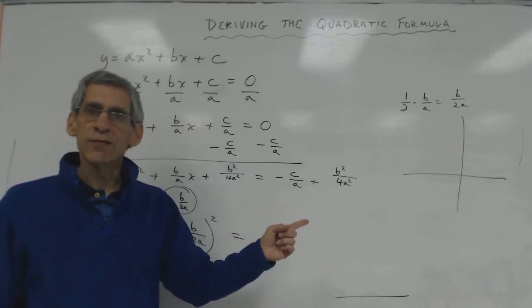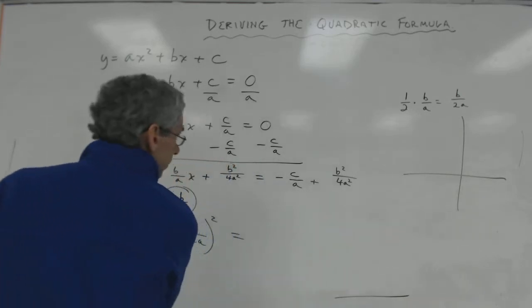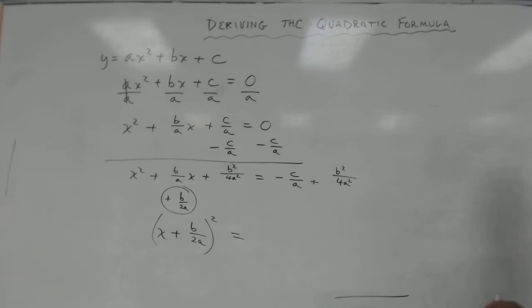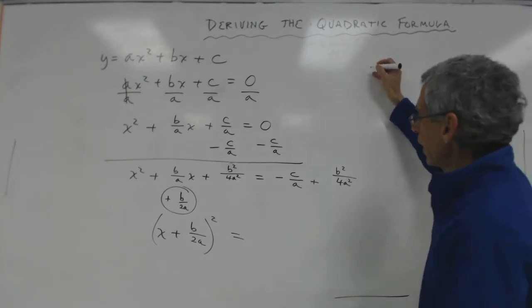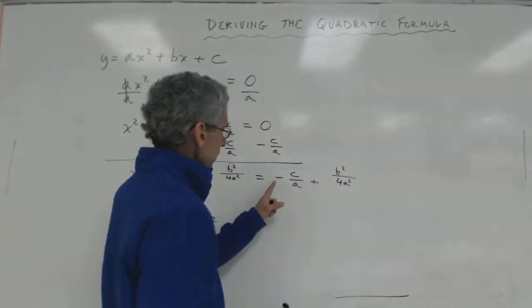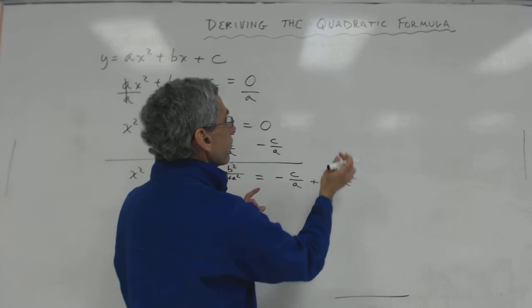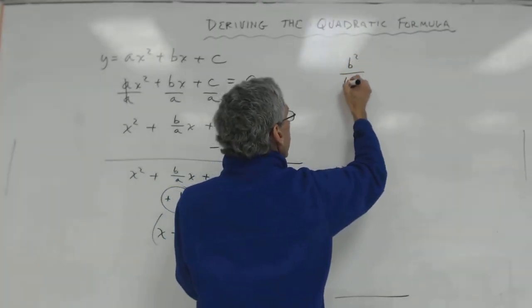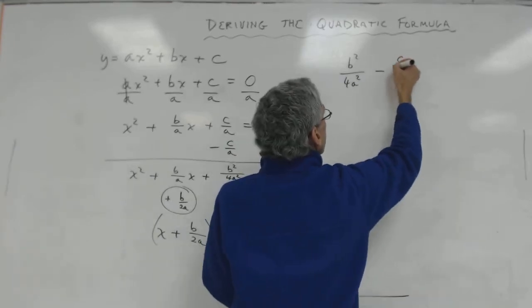What do you need to add fractions together? A common denominator. So let's do that off to the side over here. Since that's a negative, I'm going to flip them. I'm going to put this one first and then put that after it. So let's say we've got b squared over 4a squared minus c over a.